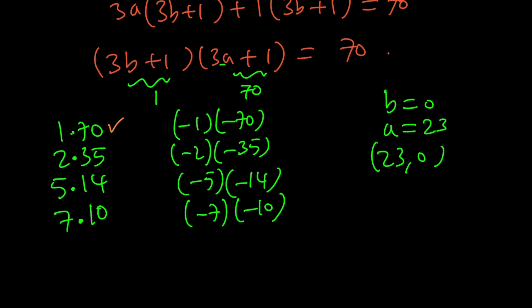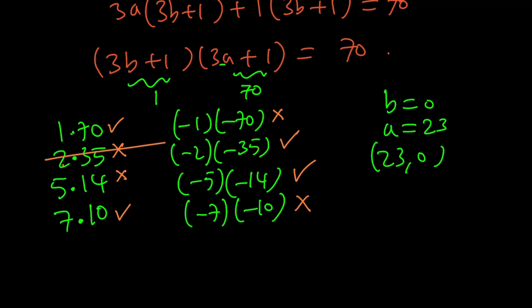That's a good pair. 2 and 35, subtract 1, right away you notice a non-multiple of 3, too bad. Subtract 1, bad. Subtract 1, 6 and 9, that's a good one. Negative 1 and negative 70, subtract 1, you're going to get negative 2, that's a bad one. Subtract 1, negative 36 and negative 3, that's a good one. Subtract 1, negative 6 and negative 15, that's a good one. And subtract 1, negative 8 is not a good one.